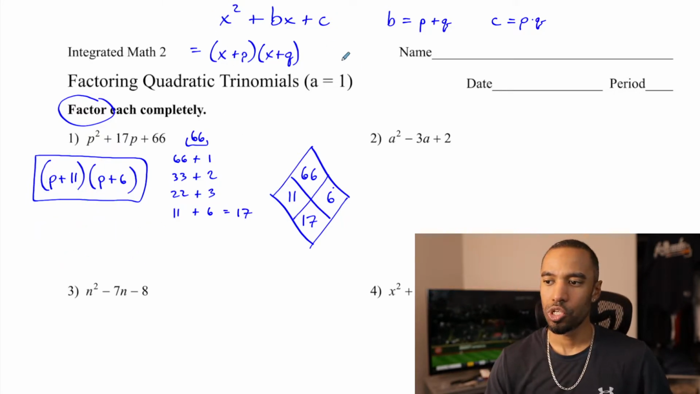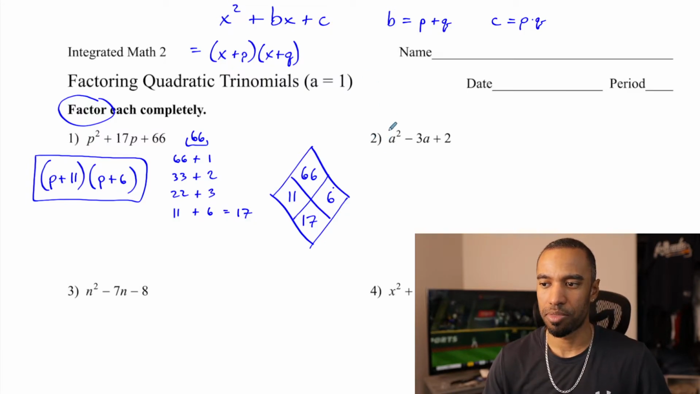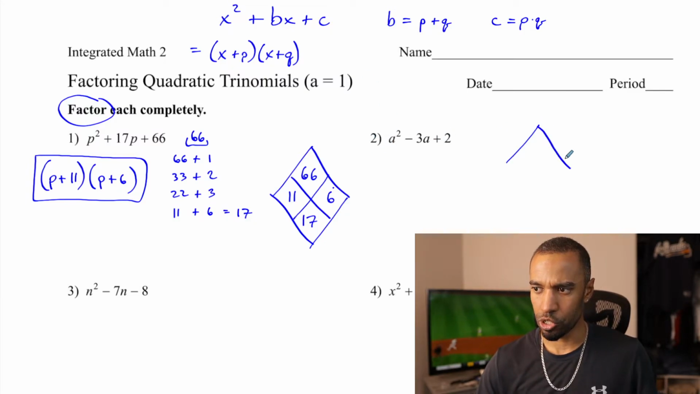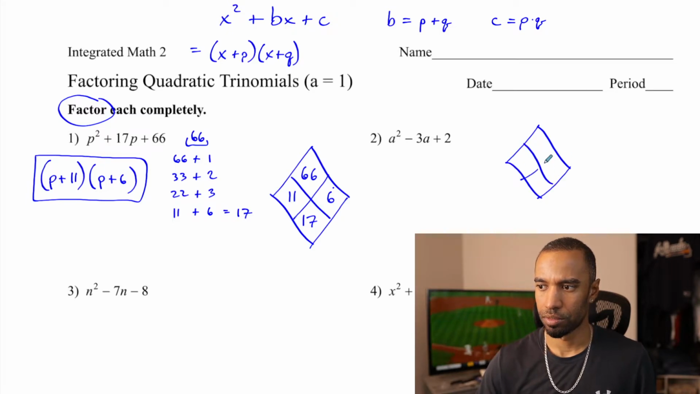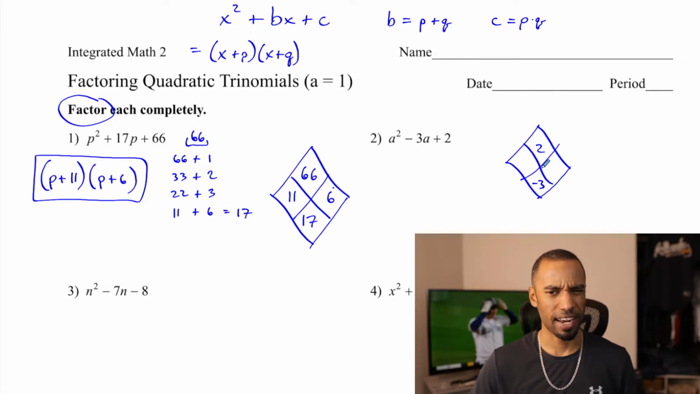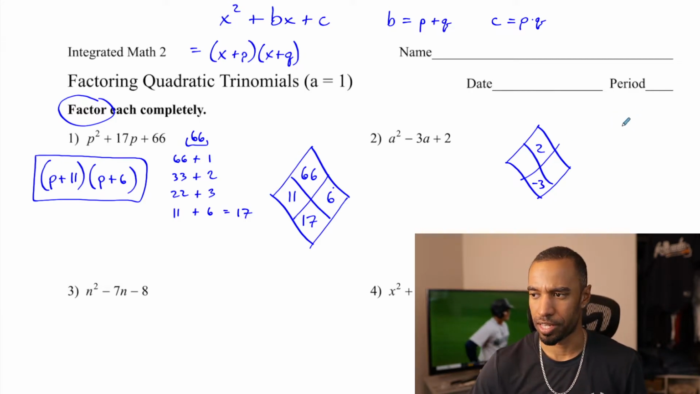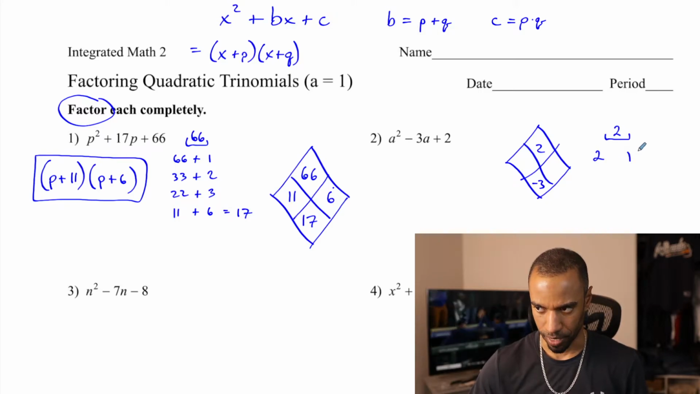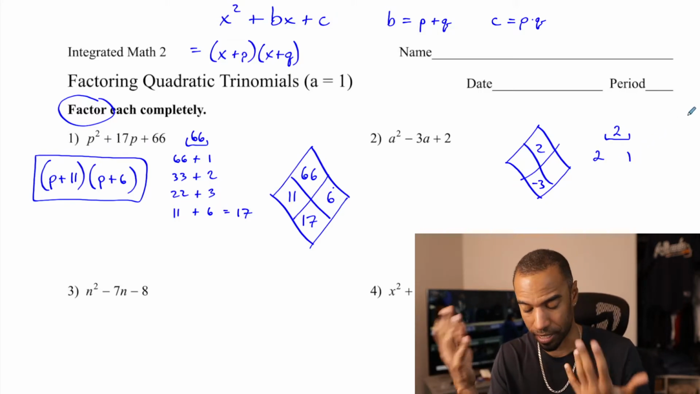Number 2, a squared minus 3a plus 2. Same thing, we have an a squared coefficient of 1. We want to find two numbers that multiply to make 2 and add to make negative 3. Okay, add to make a negative. All right, interesting. We'll get into that. Now, how do you get 2? You can get 2 from doing 2 times 1, and that's it. And 1 times 2, but that's the same thing, right?